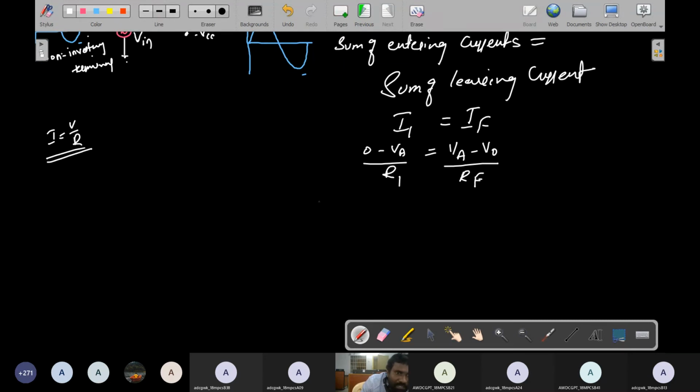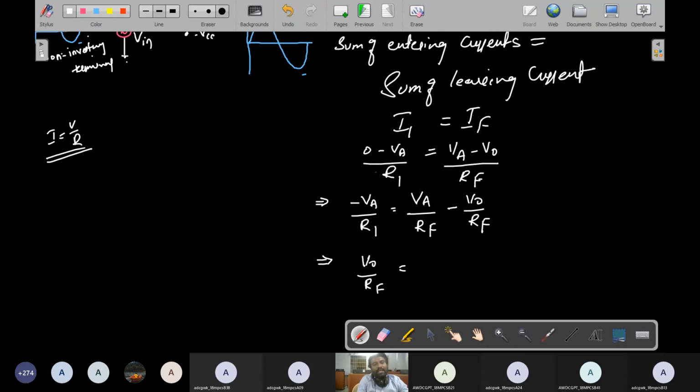From this equation I'll represent minus VA by R1, because 0 is okay, no problem, 0 will be cancelled. So simply splitting this equation, VA divided by RF minus V0 by RF. This is VA and this is VA. Now I'll rewrite and rearrange this equation. So V0 by RF is equal to, you take this term to the left hand side and this term to the right hand side.